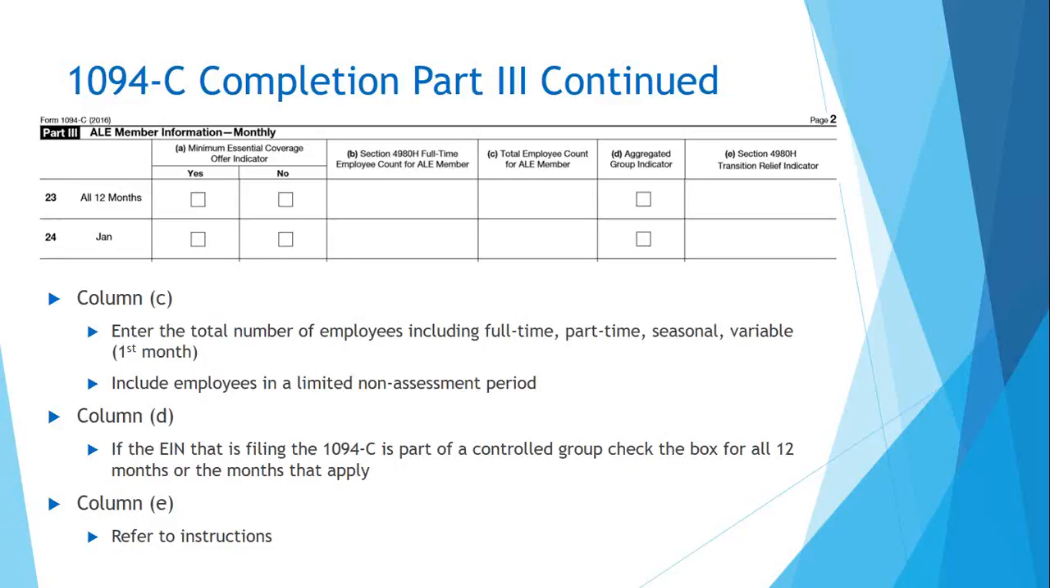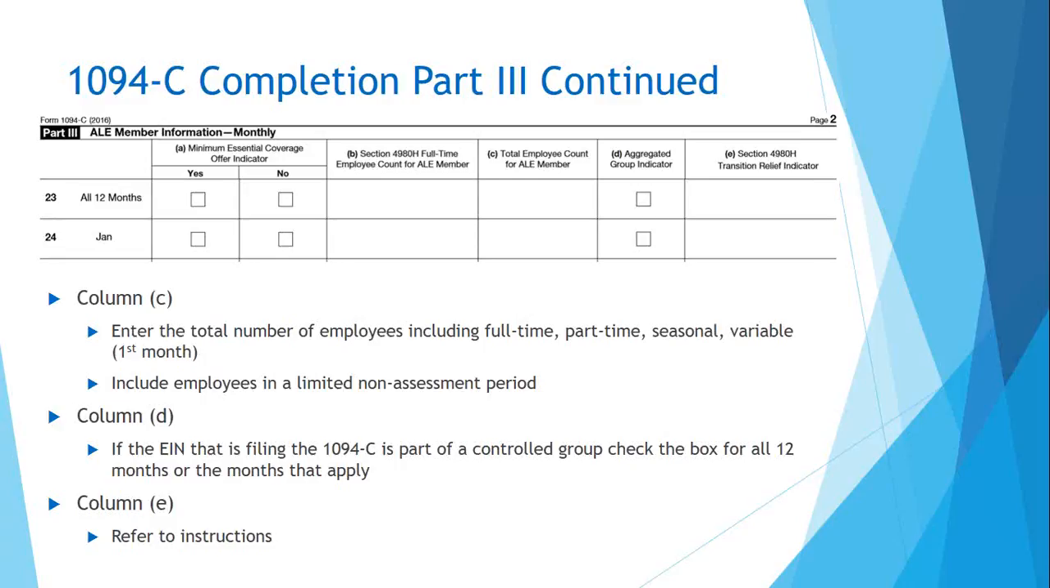Same holds true for someone who terminates. So if we come to February and someone terminated on January 25th, they are going to be part of column C in January, but not part of column C in February because they no longer work for you. So they're not part of your total employee count.